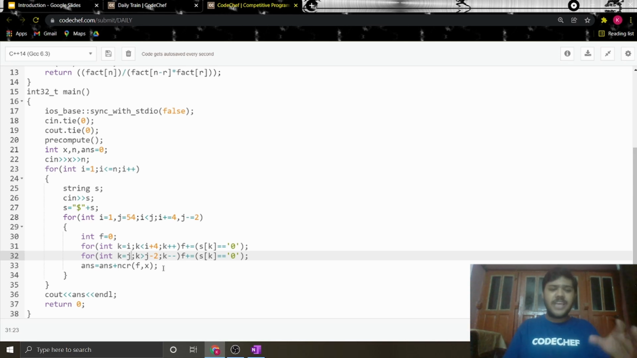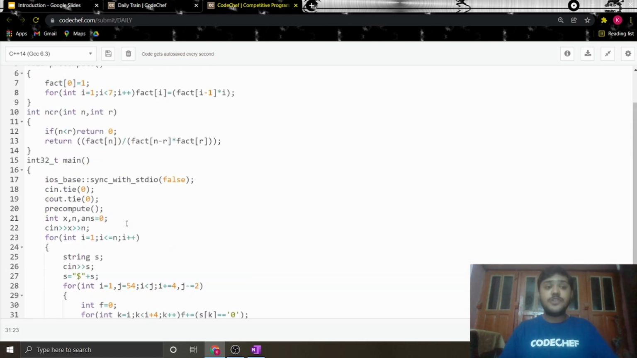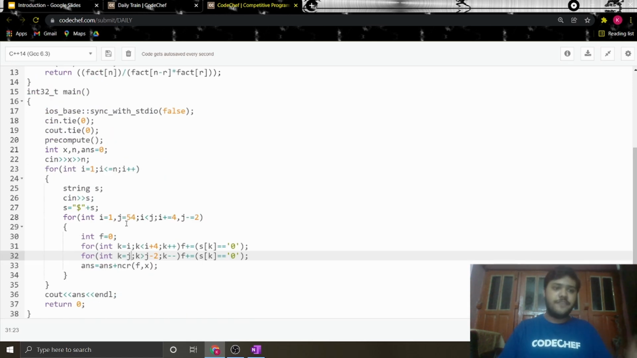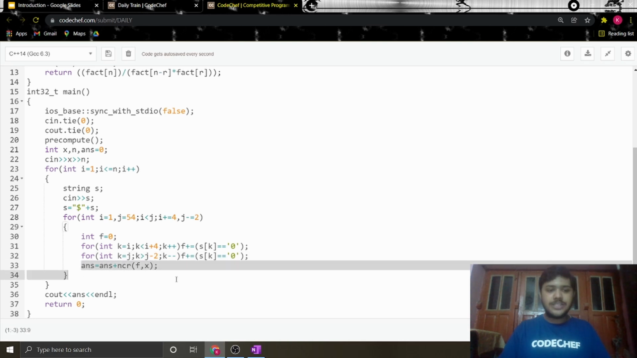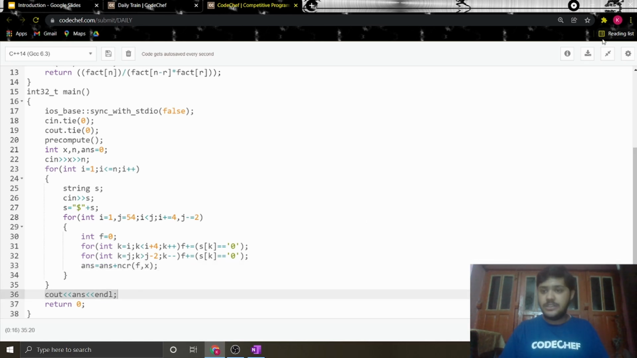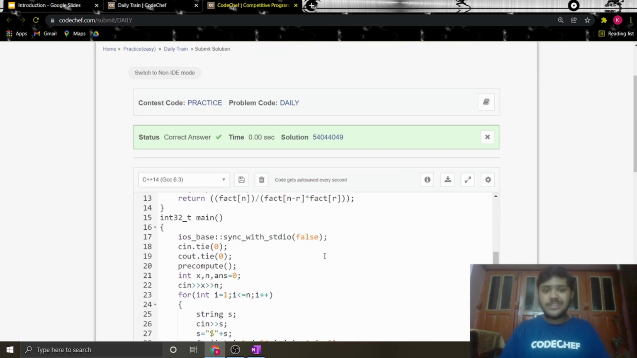Now from these f free seats, I want to buy x tickets. So the answer would be NCR of f comma x, which would be fCx if f is greater than or equal to x, but 0 if f is less than x. And I add it to the answer, the number of ways to buy exactly x tickets from this particular compartment having f free seats. After this, I would print the answer. So you can see that this is an accepted solution.